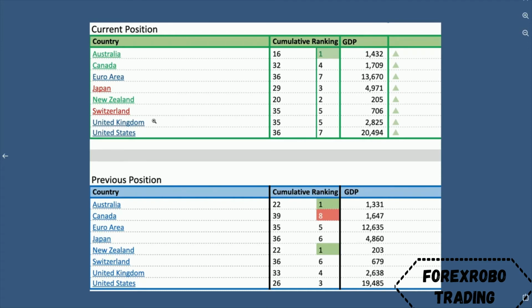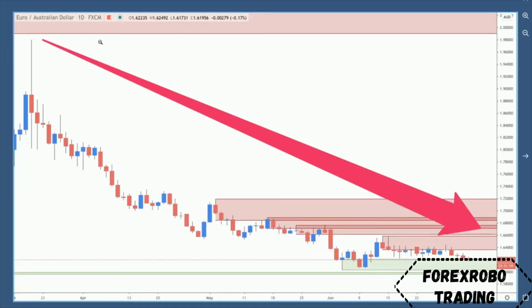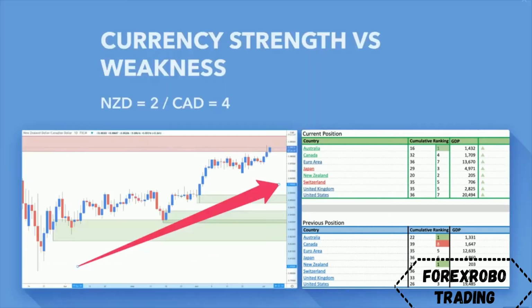Whereas the euro area was number 5 previously, it got weaker and went to number 7. So what do we see on the euro Aussie? Euro is number 7, Australian dollar is number 1. If you want to buy the Australian dollar, the quote currency, look at what's happened from around the beginning or mid-April. You can see the clear downtrend, because of the fundamental analysis. This is what is king.